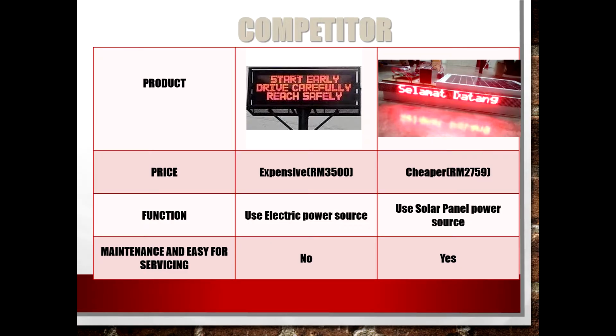For the competitor, we compare our product and other products. For the price, our product is cheaper, and the function is that we use a solar panel power source. Compared to the competitor, it is a bit expensive, which is 3,500 ringgit.